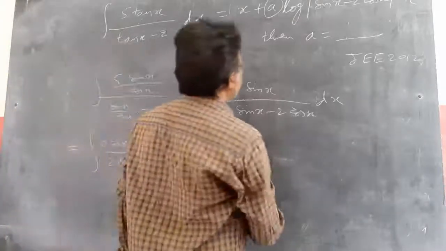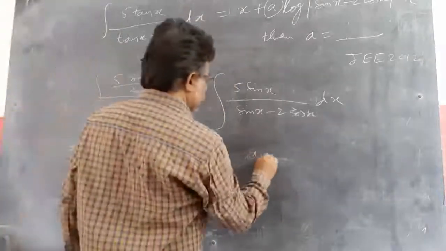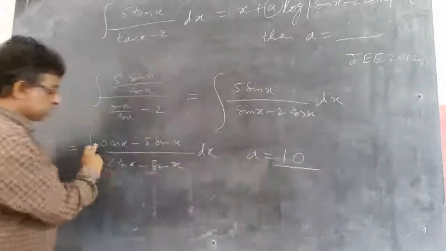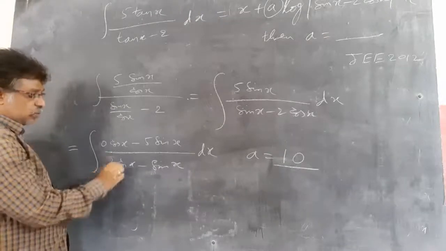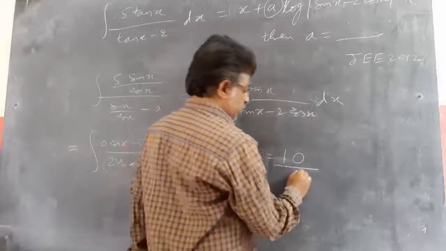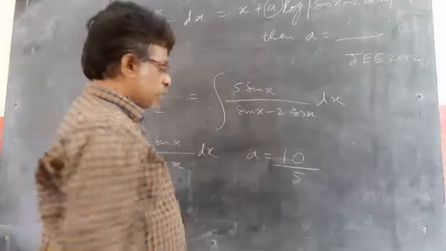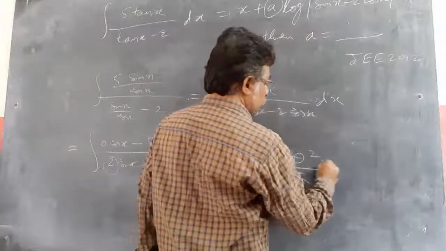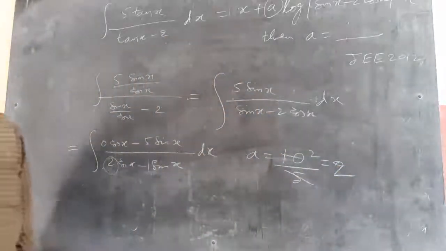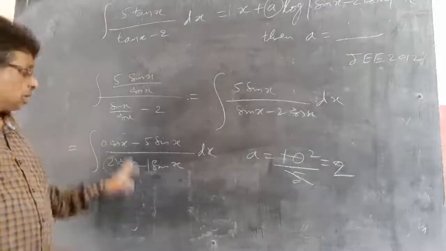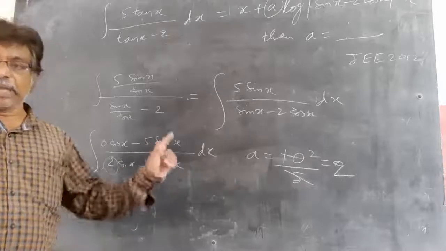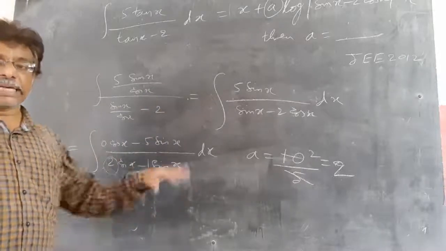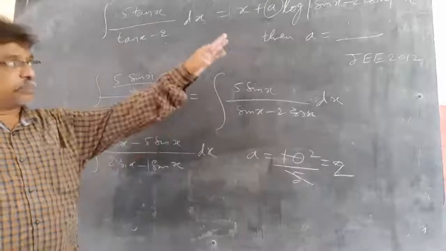So a value is 10 by c square plus d square, as I told: this into this minus this into this by c square plus d square. Means 2 square plus 1 square, 4 plus 1, 5. So a is 2. That is the direct shortcut I told. Another way is the actual procedure, the 7 marks method I told: numerator equal to a into d by dx of denominator plus b into denominator, equating like terms you will get a and b values, then simplifying you will get that.